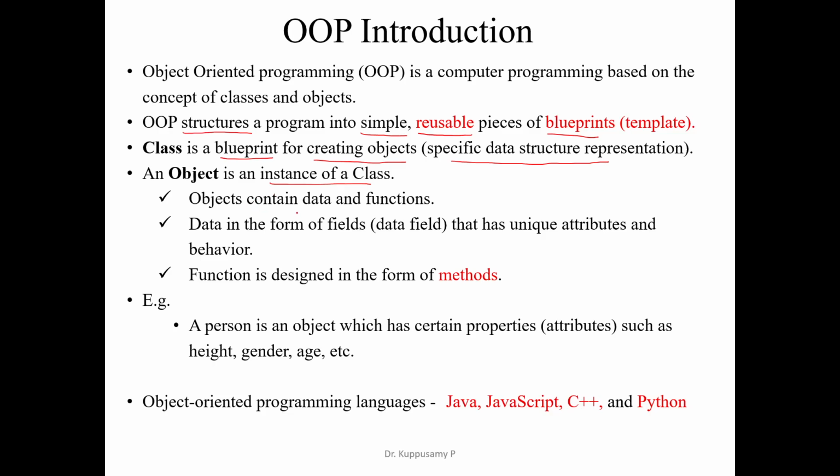The object has data and functions, right? Data is represented in the form of variables or data fields. Each variable has unique attributes and also behavior. Likewise, a function is designed in the form of methods. For example, a person is an object. How can we define this? I will show you.